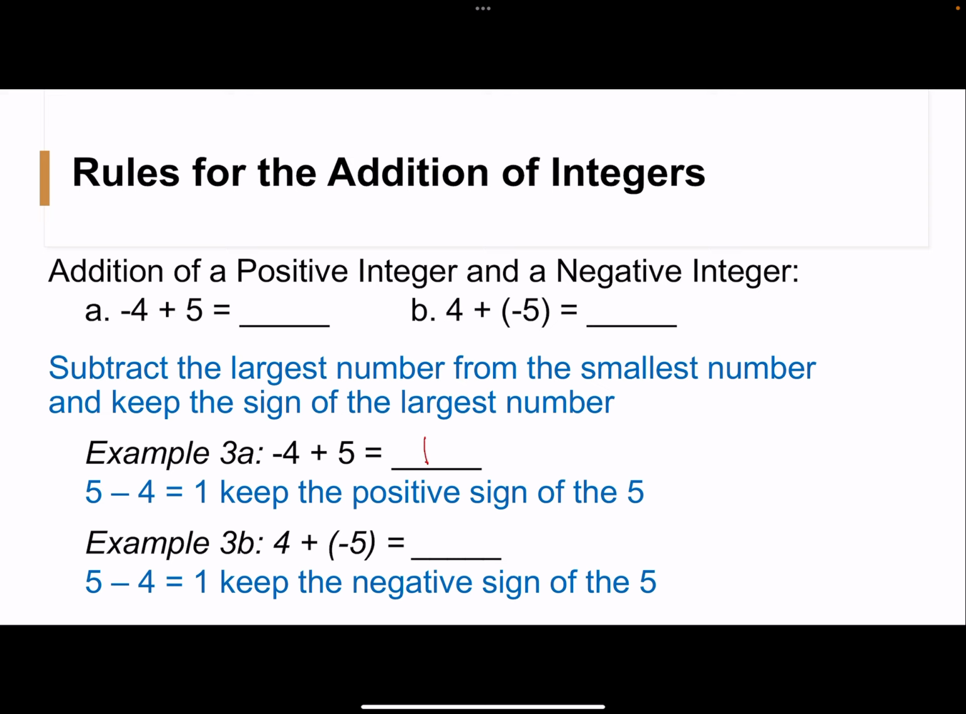3B, same scenario. This time I'm adding 4 plus -5. So I'm just going to subtract them, disregarding their signs. 5 minus 4 is 1, but this time, because 5 again is the bigger number, we carry the sign of that 5. So my answer would be -1.